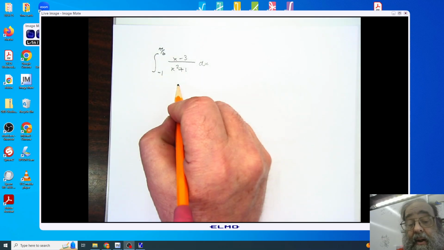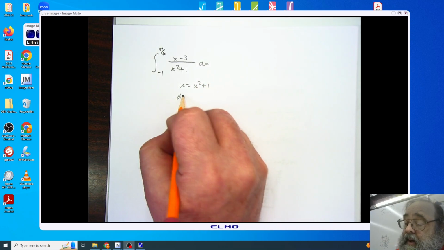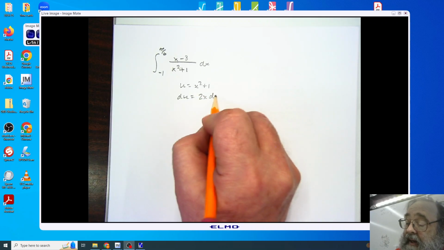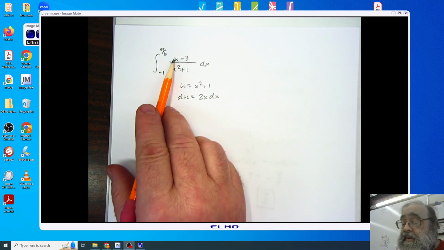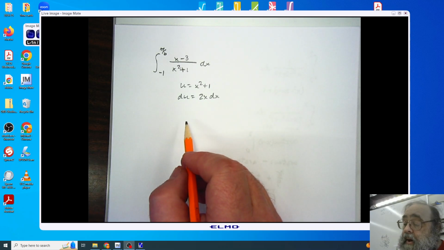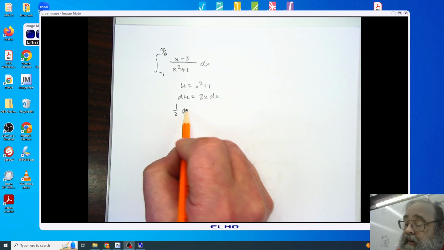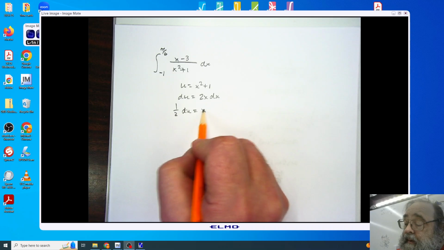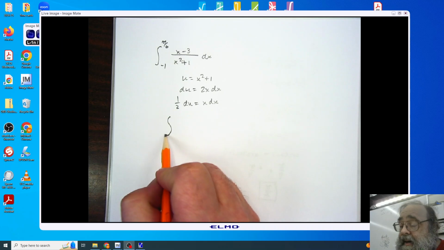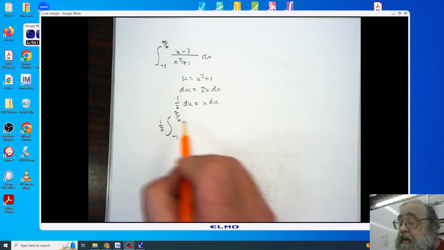So if I let u equal x squared plus 1, my du is going to be 2x dx. Now you'll notice there is no 2x up there. As a result, I want to make sure that I take out this 2 and call it 1/2 du is equal to the x dx. Seeing that allows me to recognize that I'm going to break it up into 2 separate integrations.